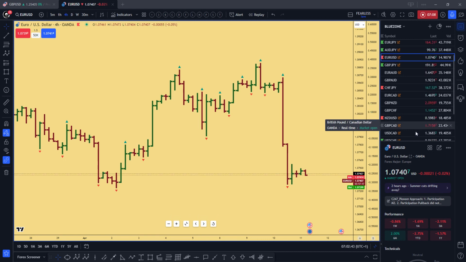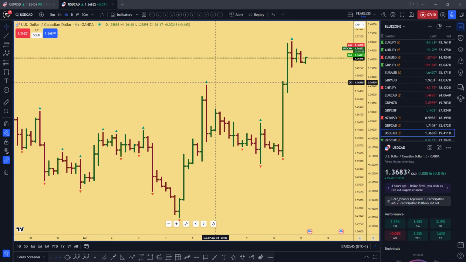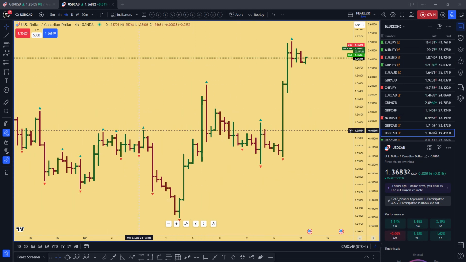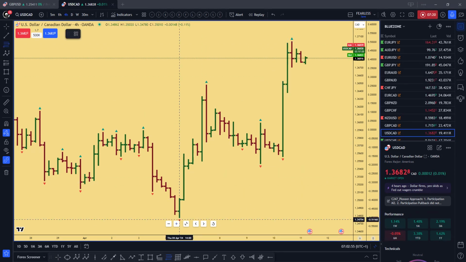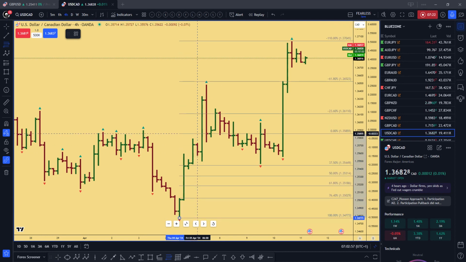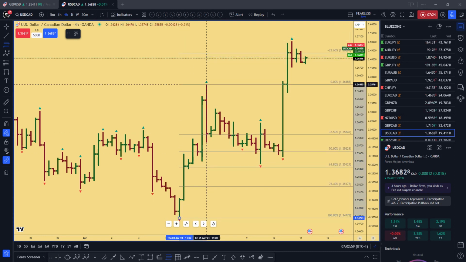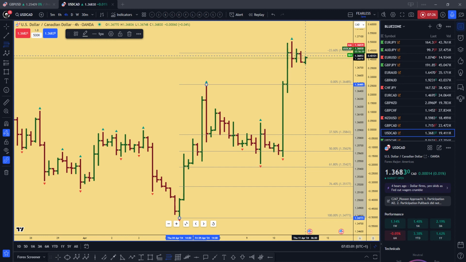Let's look at the US dollar Canadian. Very strong. Look at that. This is actually a nice participation here, followed through. And one thing I want to show you quickly. Let's see this one. Look at where the price stopped. It stopped at the 23.6, which is the first target. That means there should be continuation.